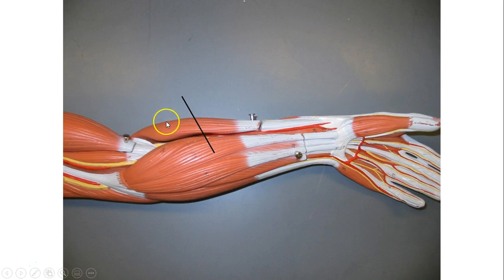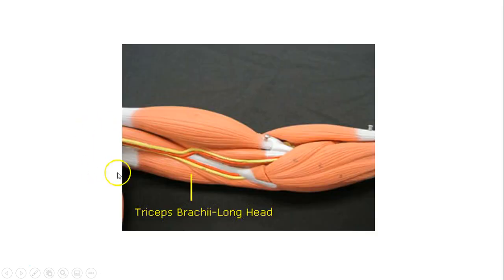That's your brachioradialis. So didn't we? Oh, there's your brachialis, by the way. There's your biceps brachii, long and short. Under it would be your brachialis. Okay.